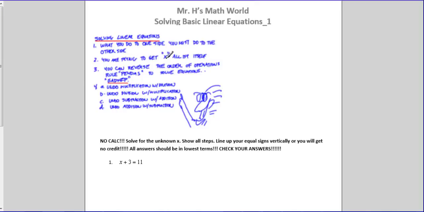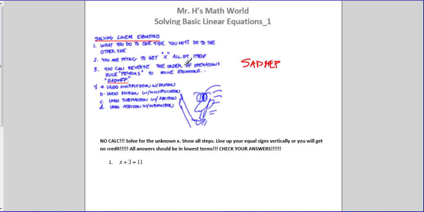You're trying to get the variable x, or whatever unknown you have. I'm using x here. You need to get it all by itself. You need to isolate it. And you can reverse the order of operations rule, PEMDAS, to solve equations using what I call SADMEP.